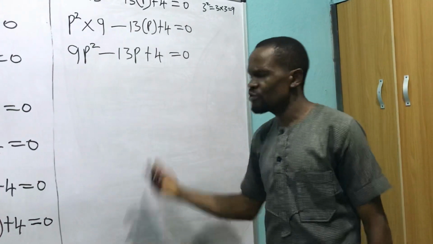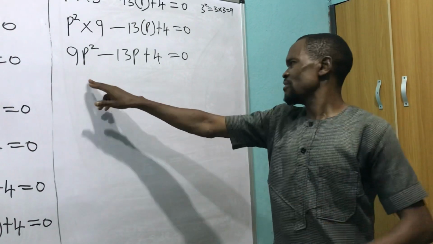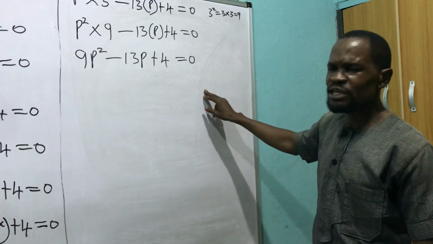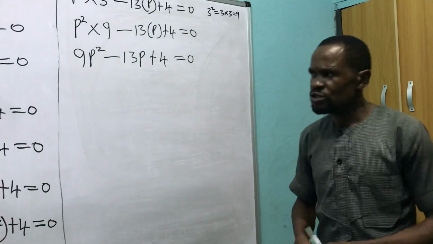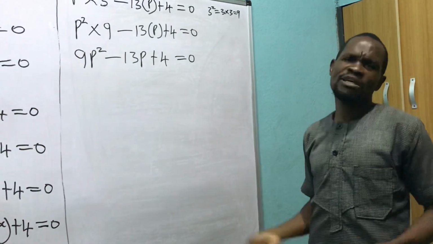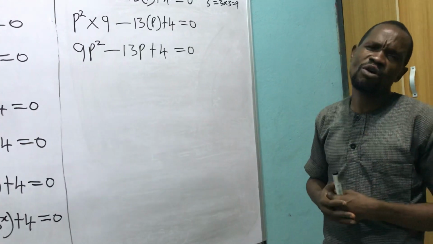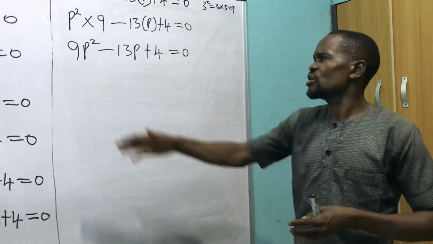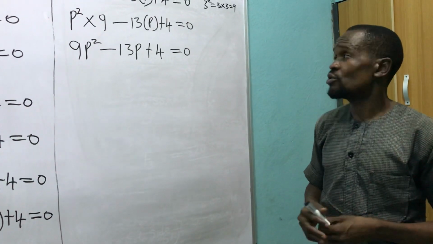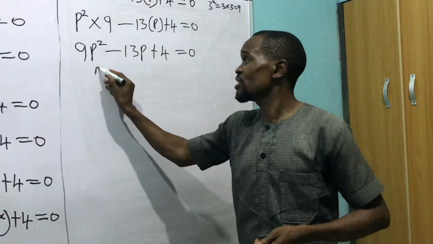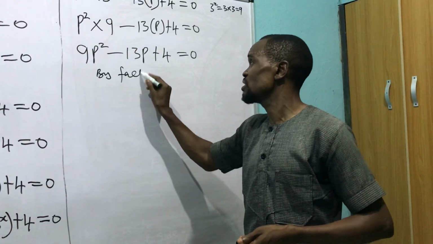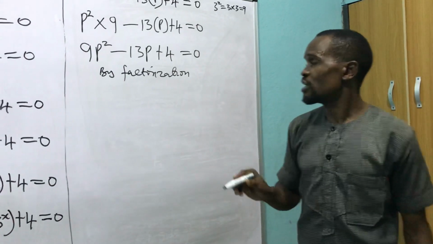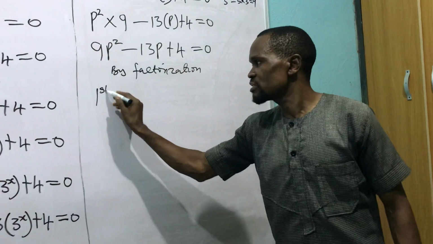We have 2 ways of solving quadratic: by factorization, or the completing square method, or the formula method. Each of these ways will give you the same answer. So can we go now using factorization? You don't need to write this, I'm just writing it for you to know what I'm using, which is factorization.